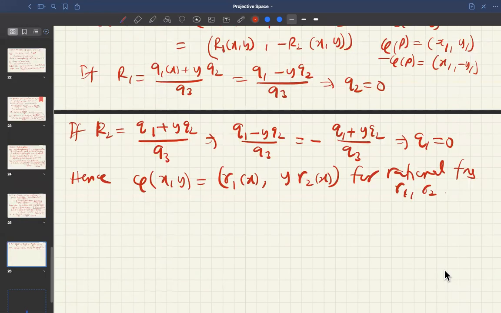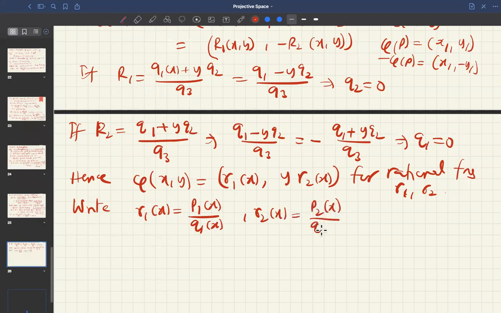Okay, so let's make it more precise. Let me write R1 of x as P1 of x by Q1, and R2 of x as P2 of x by Q2 of x. So what we're saying is that Q1 by Q3 is R1, and Q2 by Q3 is R2, but I'm just changing the notations here. Okay, so then phi of xy is in this form.